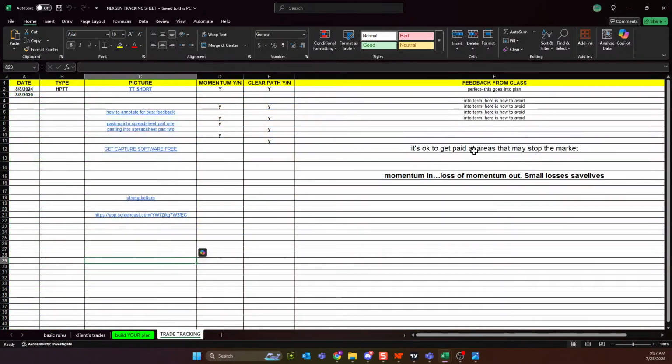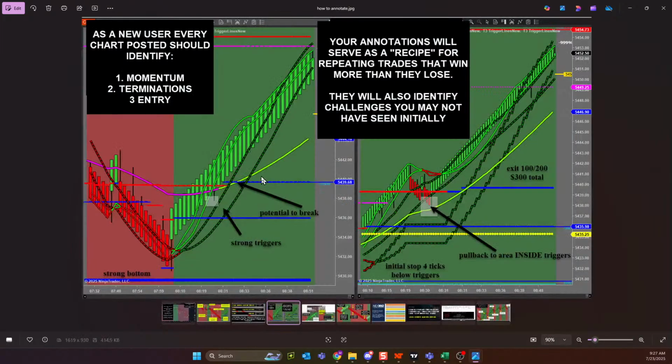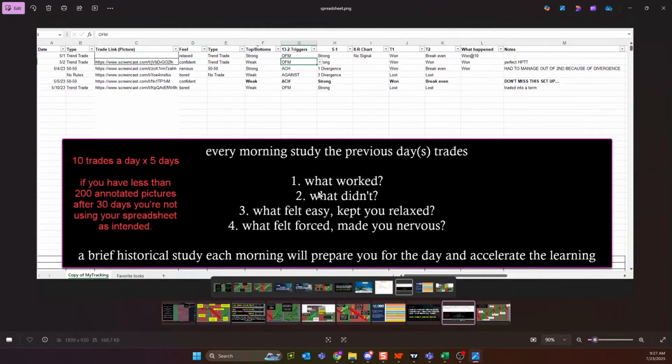And then finally, there's a trade tracking sheet. And this is the second part of getting to where you want to be ASAP. Guys, track your performance every day. Every time you take a trade, put it in that spreadsheet. Every time you take a trade, annotate that chart. And every morning, you're going to come back and look at what you did yesterday. What worked? What are the things that are bringing you success? What are the things that are making your life great?